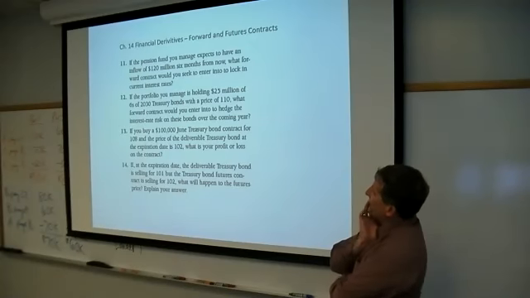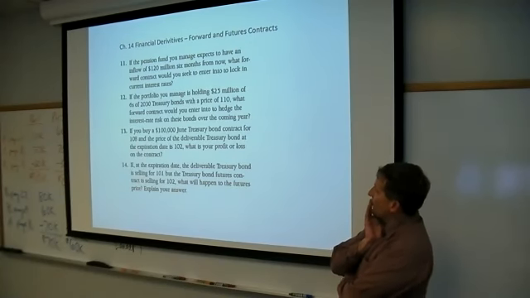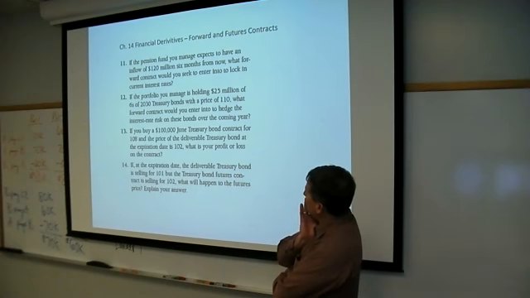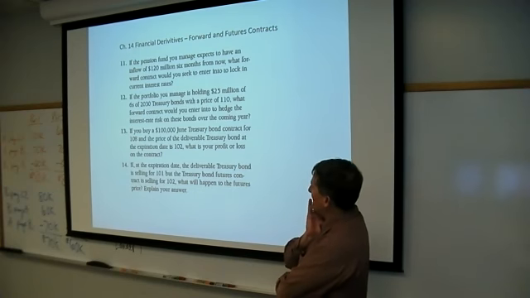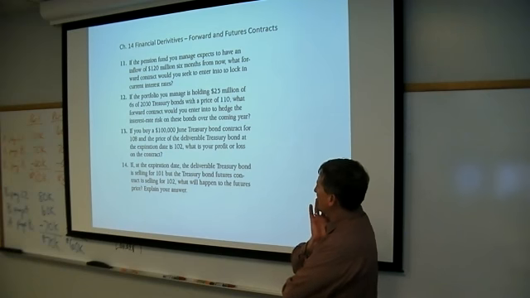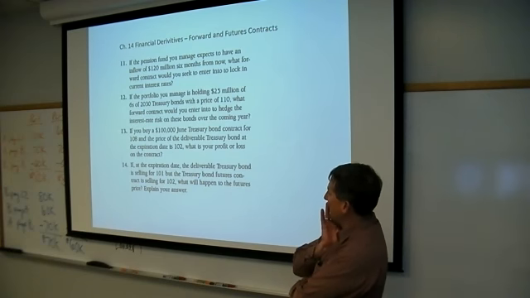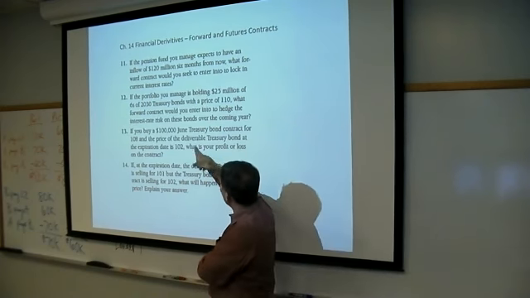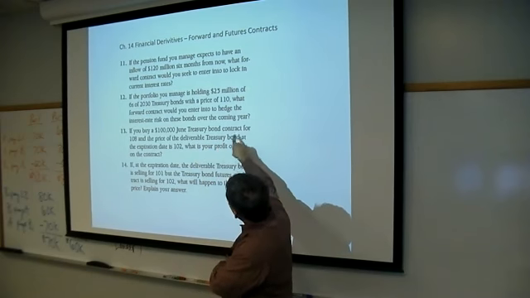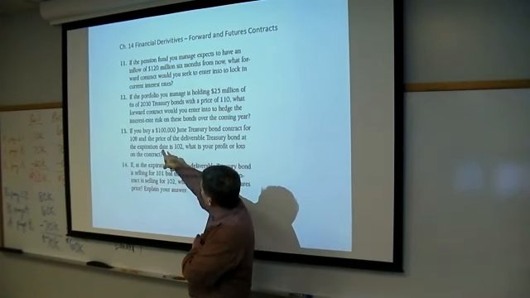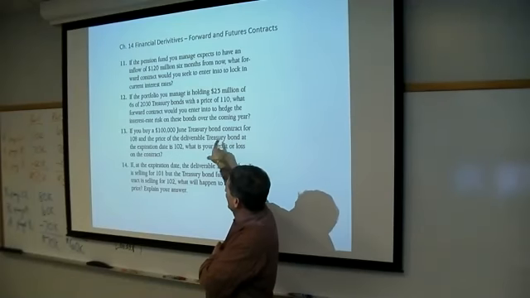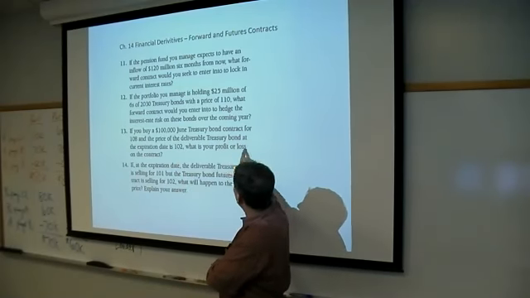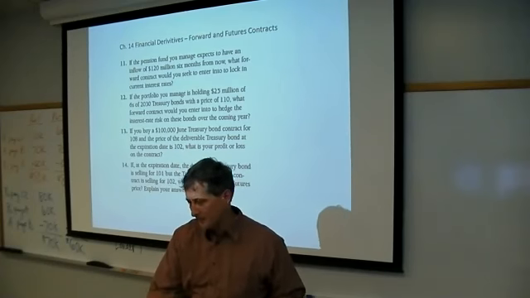Number 13. If you buy a $100,000 June Treasury bond contract for 108, and the price of the deliverable Treasury bond at the expiration date is 102, what is your profit or loss on the contract? So here we are looking ex post, after the fact, right? They're telling you what happened. You buy a Treasury bond for 108, the price of the deliverable at the expiration date is 102. What is your profit or loss?